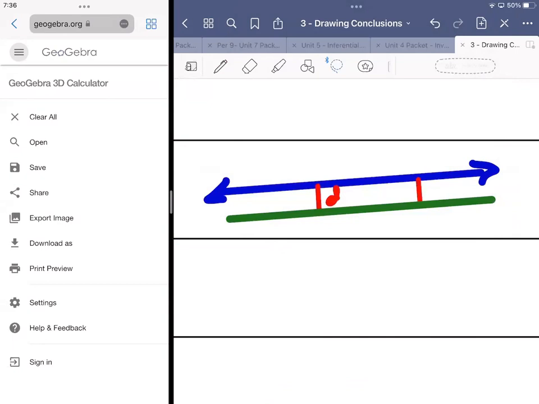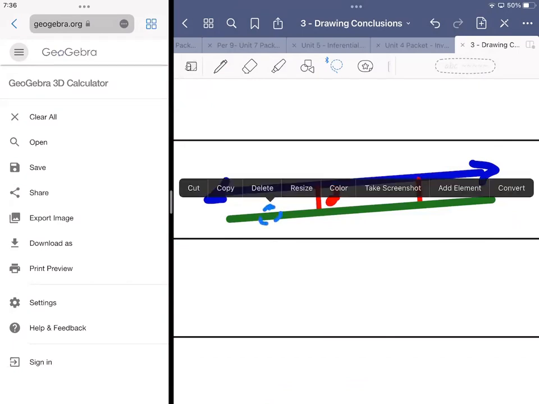Right? So these two lines would be parallel to one another. Now, if I tell you that you're also going to go... oh, why did I do that in green and not red?